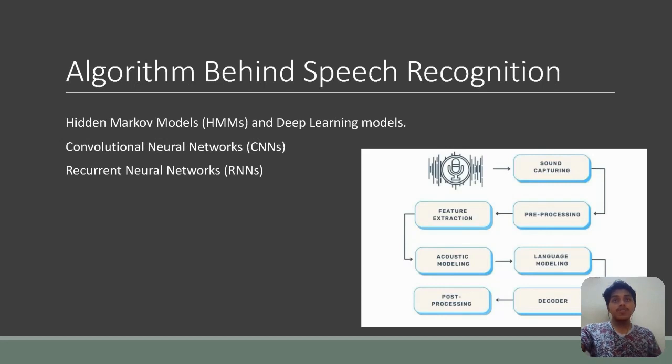Algorithms behind speech recognition. Hidden Markov models, deep learning models, convolutional neural networks, and recurrent neural networks are fundamental algorithms used in speech recognition. These algorithms are trained to recognize patterns in speech signals and map them to textual representations by learning from a large amount of data. These models can effectively capture the complex relationships between spoken words and their textual counterparts.